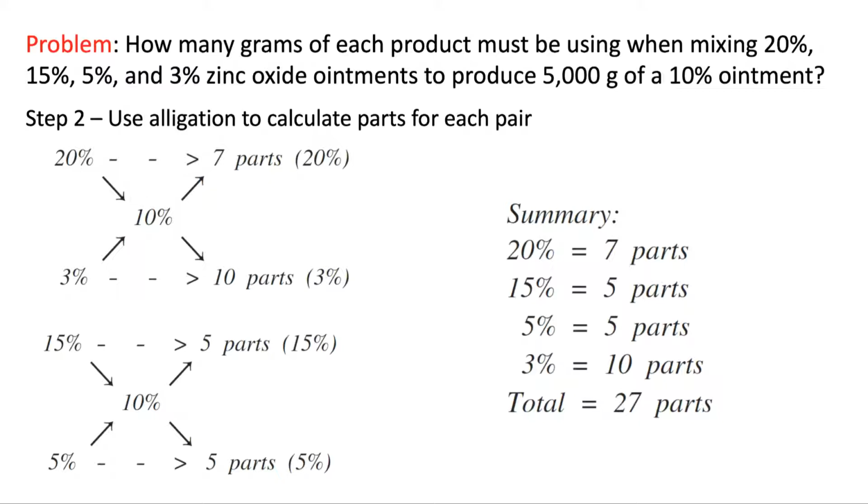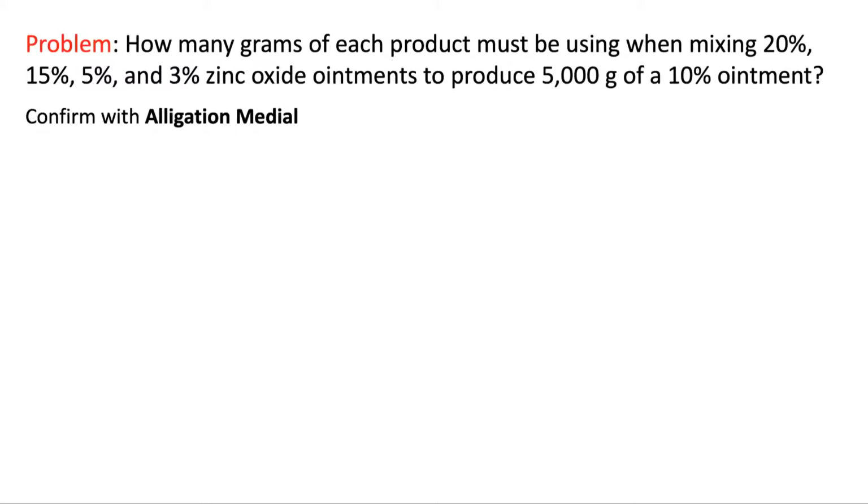I mix those relative weights together. I'd get a total weight that is equivalent to 27 parts, and the final concentration of all of those individual ingredients mixed together would be 10%. Before answering and actually determining the weights, let's go ahead and try to confirm that our calculations thus far are correct using the Alligation Method. Let's determine that our formula will in fact create a 10% ointment when we're all done combining our 4 different concentrations.